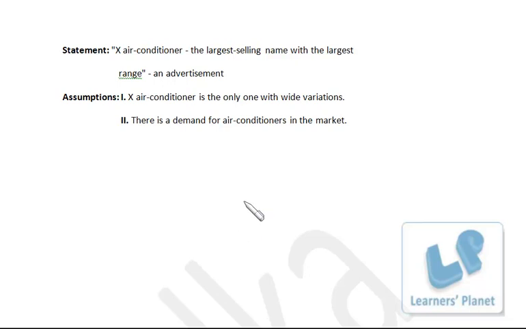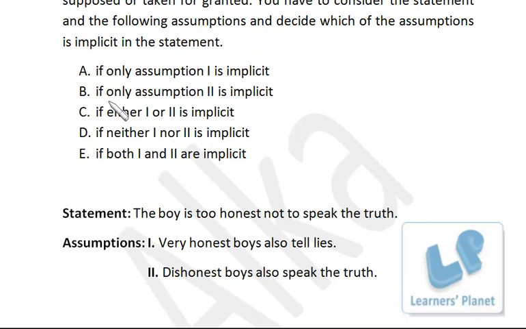That means if there is a demand for air conditioners in the market, then only these sort of advertisements will be put or will be there before the public, right? So the second one is implied, but the first one is not, right? So we have option B, that is, if only assumption 2 is implicit.